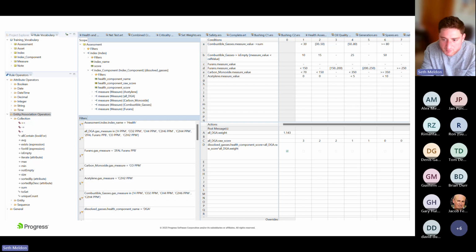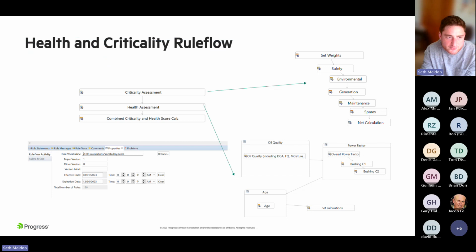In the interest of time, I'm going to go into just the last section I have here, which is going to generalize, roll up into what it's called the rule flow, which is kind of as it sounds, made up of all of the different rule sheets, as you saw a moment ago, organized into a series of events, basically. So here I have this group of rule sheets organized into a rule flow. So these are all the criticality related rule sheets over here.